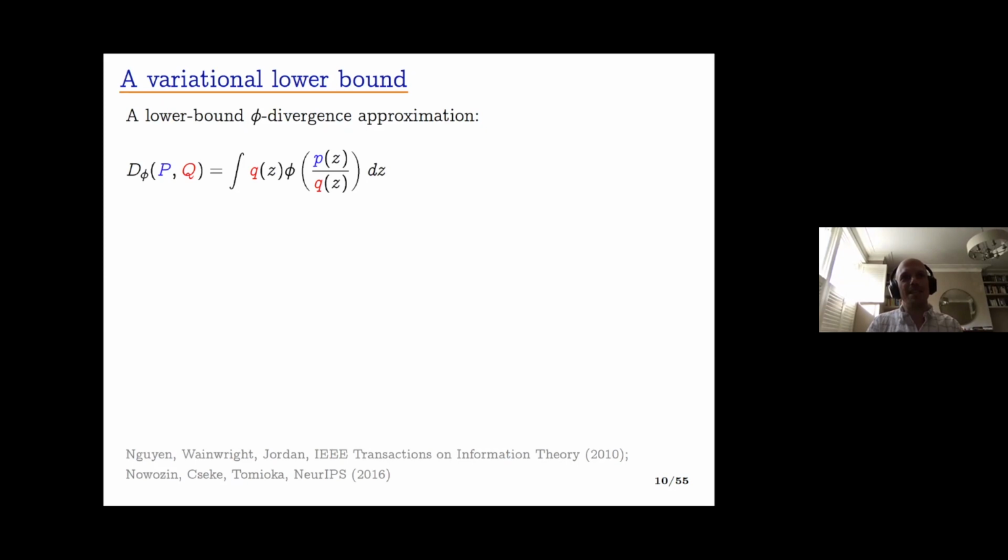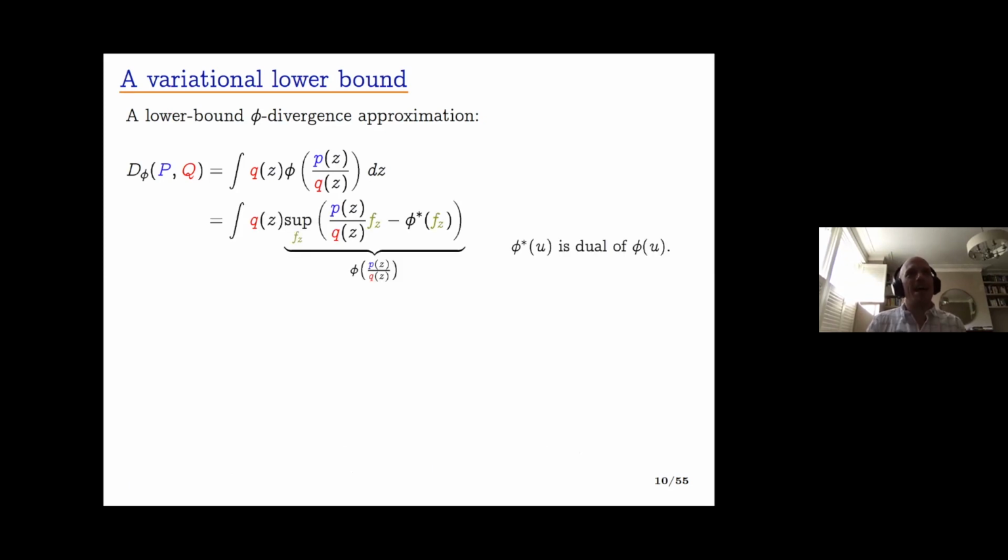So let's see how we might derive this lower bound. So here is our KL. Well, here is in fact a general phi divergence, so I'm not going to be specific to KL just yet. And what I'm going to do is replace the phi function with a variational form, which is expressed in terms of the dual of phi.